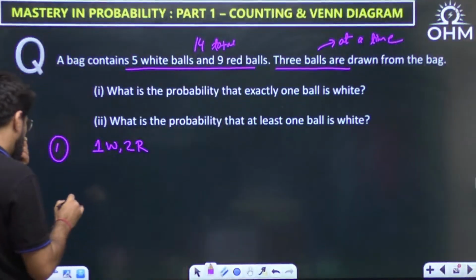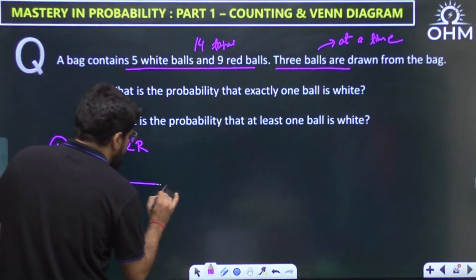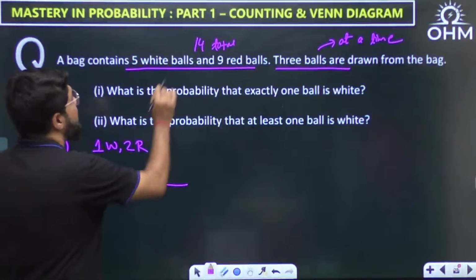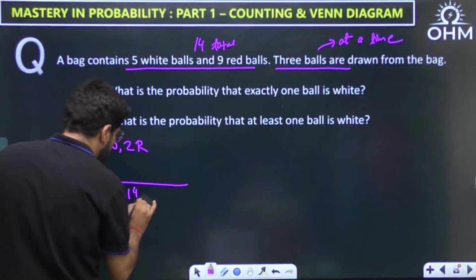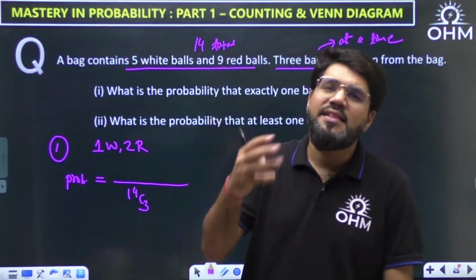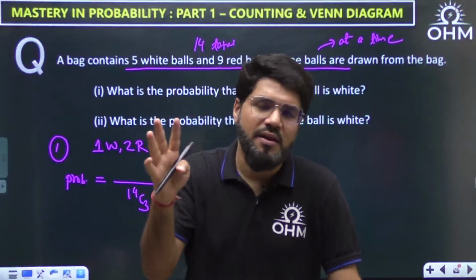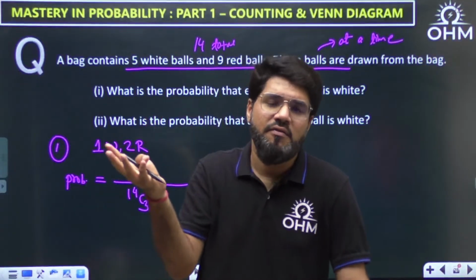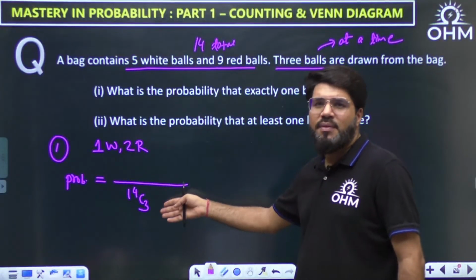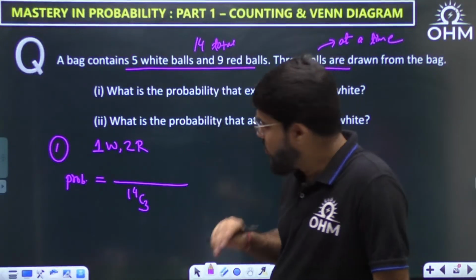Now, what is the probability? Favorable by total. How many balls are selected? 3 balls are selected, and 14 are available in total. So the total number of cases is 14C3, which means selecting any 3 balls out of 14. Whether one is white, all are white, all are red, 2 white and 1 red, anything can happen. Total means any 3 balls.